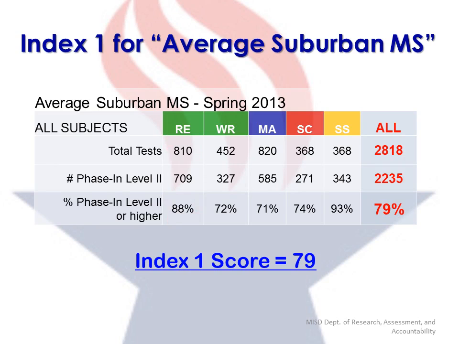Adding all the relevant data together yields 2,235 tests at Level 2 or higher, out of a total of 2,818 tests taken. That is a 79% passing rate on all tests combined. Thus, the Index 1 score for Average Suburban Middle School is 79.